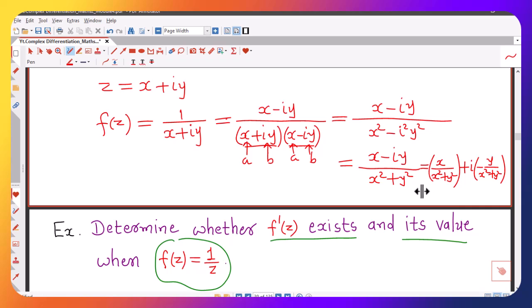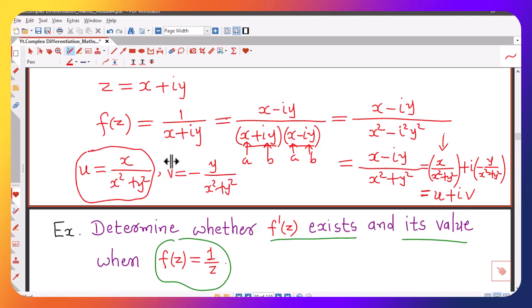And if you compare, this is nothing but u plus i times v. So here u is x divided by x squared plus y squared and v will be minus y divided by x squared plus y squared. Now you can imagine here we will have to determine the first order partial derivatives of this u and v, and then we have to check CR equations.